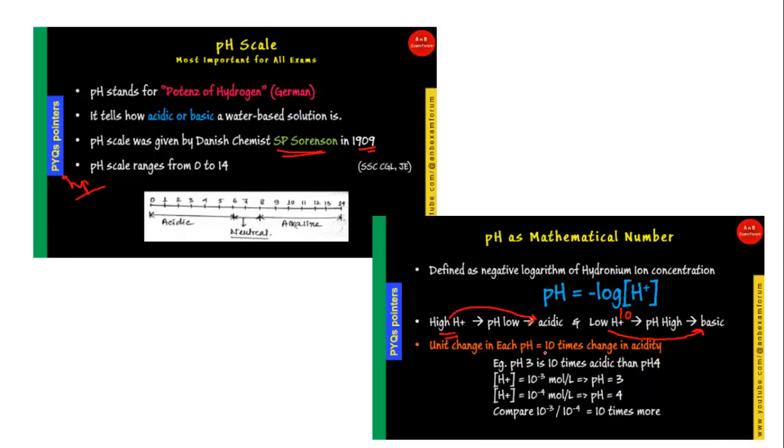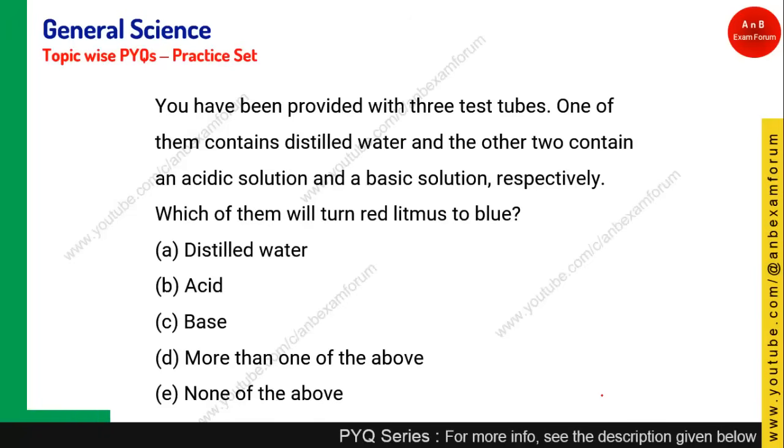Why does it happen? Let's see. If the pH is 3, the hydrogen ion concentration is 10 power minus 3 mole per liter. Similarly, 10 power minus 4 mole per liter for pH 4. And if you compare 10 power minus 3 by 10 power minus 4, it is 10 times more. So pH 3 is 10 times more acidic than pH 4. Okay, all such pointers we have covered in our theory class. Let's see the next question.